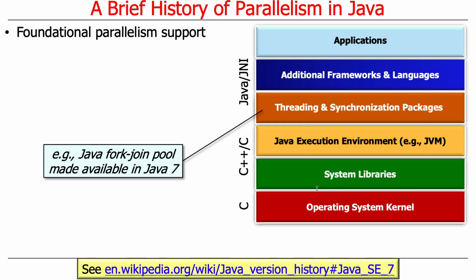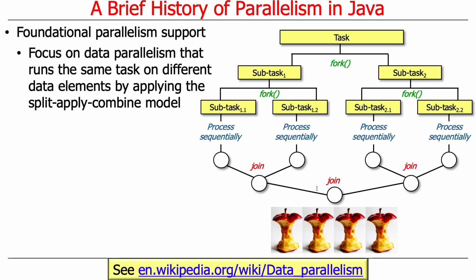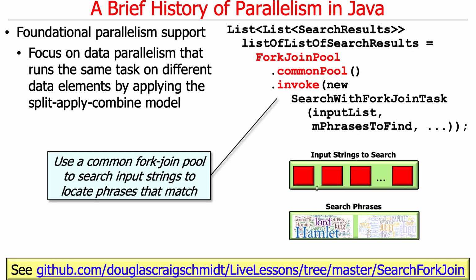So parallelism in Java didn't really come into play till Java 7, which I said was 2009, 2010. And that was when the fork join pool came along. The focus here was on data parallelism as opposed to task parallelism, which runs the same task on different data elements by applying the split, apply, combine model that we talked about before. And this was a reflection of the fact that by the 2009-2010 timeframe, more and more hardware had access to multiple cores. So there were more cores becoming available for use.